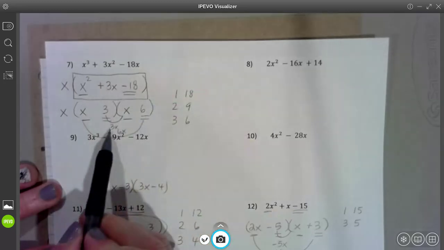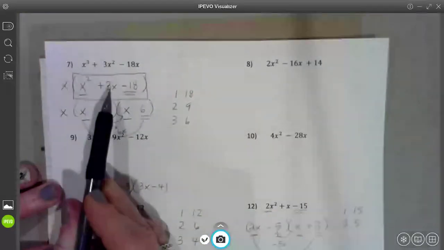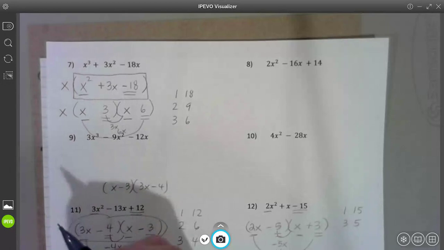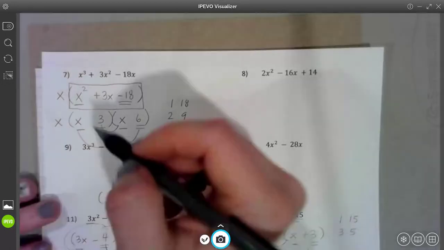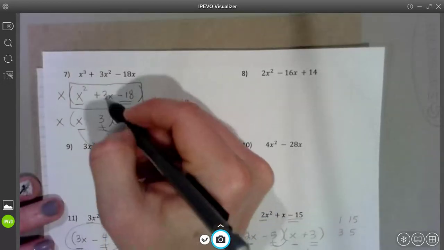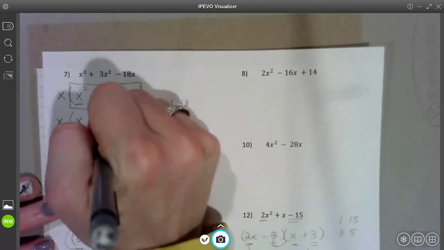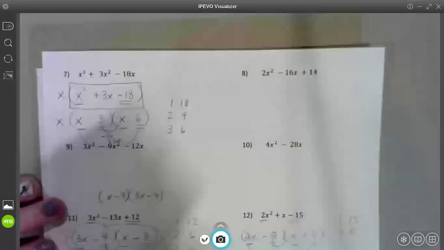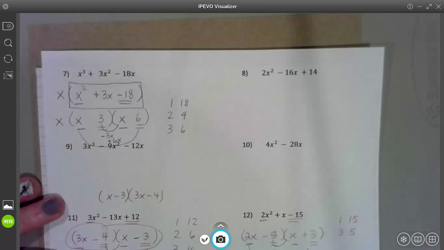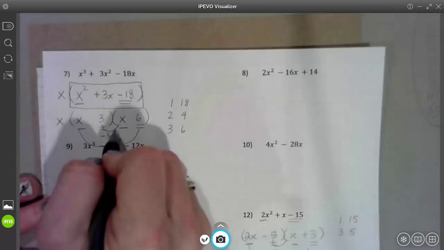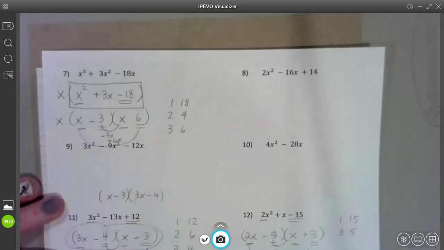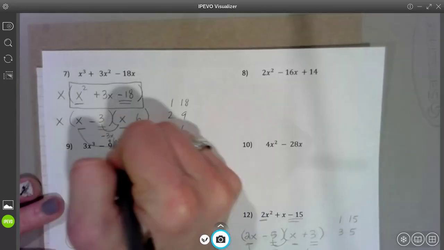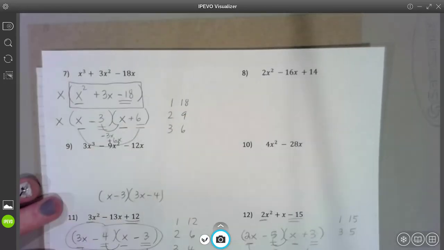Can I make a 3x and a 6x go to a positive 3x when I need them to be different signs? Yeah, I think I can. So how do I make a 3x and a 6x go to a positive 3x? I'll need a negative 3x and a positive 6x in order to make this work. All right, well, if that's true, then this is going to have to be minus to get those negative 3x's. And then this is going to have to be plus to get those plus 6x's.